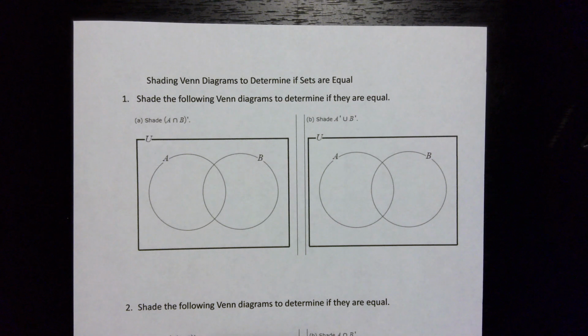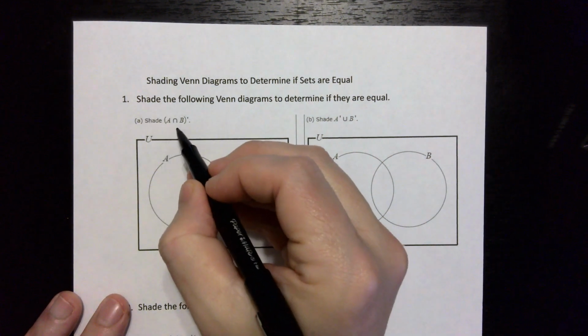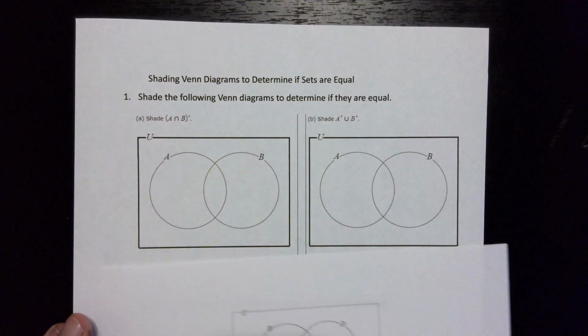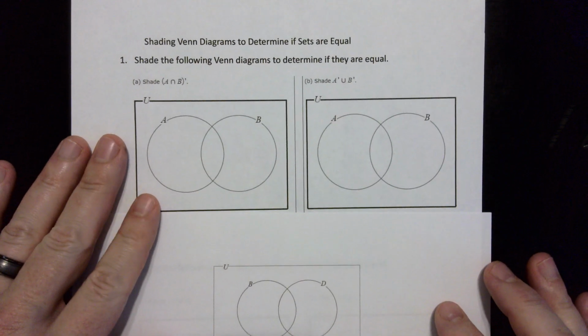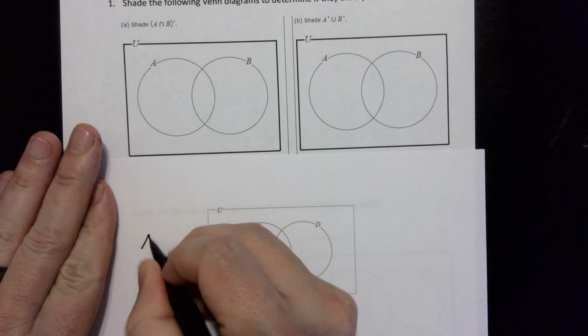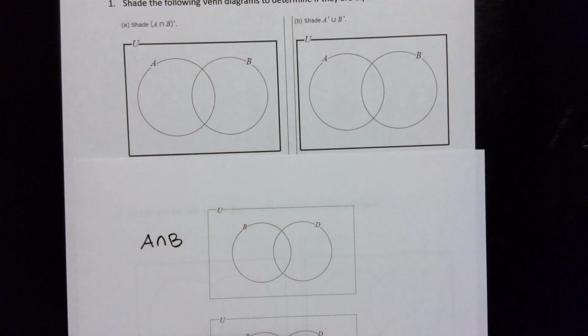Okay. So looking at the first one, it says shade A intersect B complement. Okay, A intersect B complement. So before I figure out what A intersect B complement is, I'm going to go here and figure out what is A intersect B. Once I figure out that, I can just do the opposite.